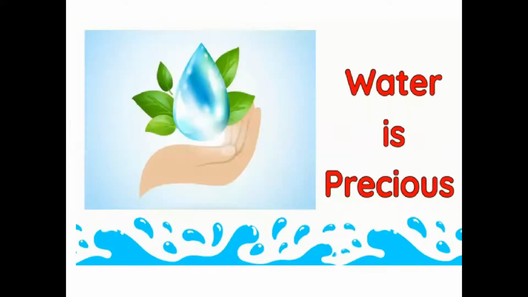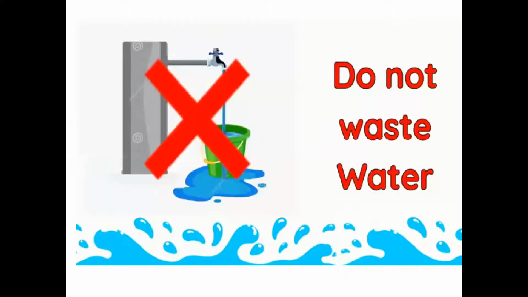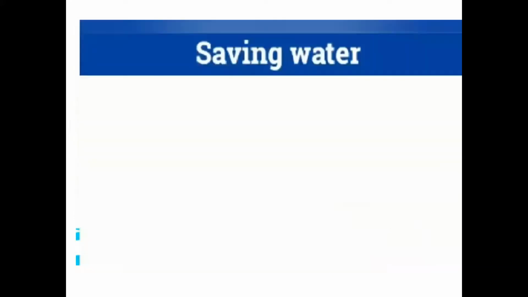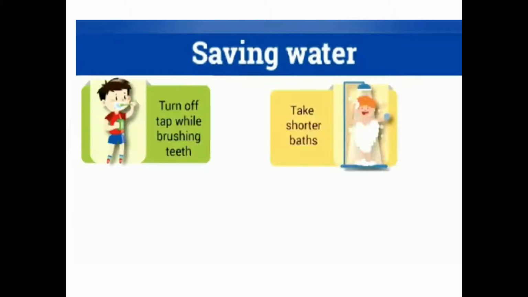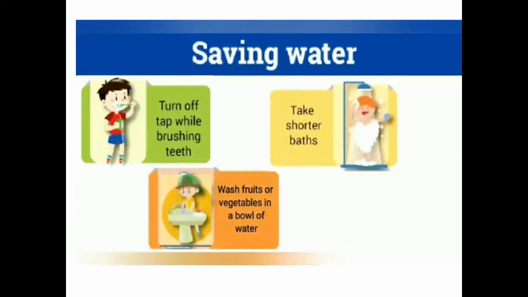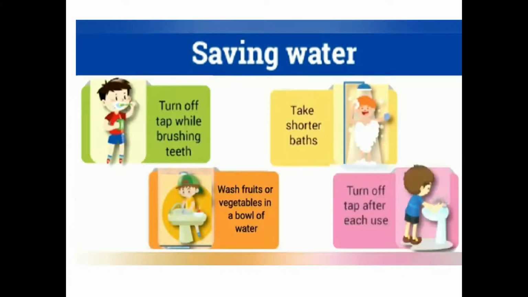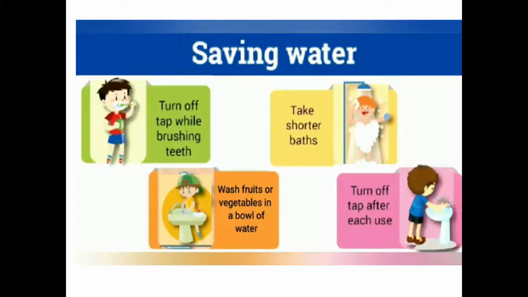Correct. So what we understand is that water is very precious for us. So everyone, do not waste water. It is very important for us. So how can we save water? Turn off the tap while brushing teeth, take shorter baths. Yes, and wash fruits and vegetables in a bowl of water, and turn off the tap after each use.